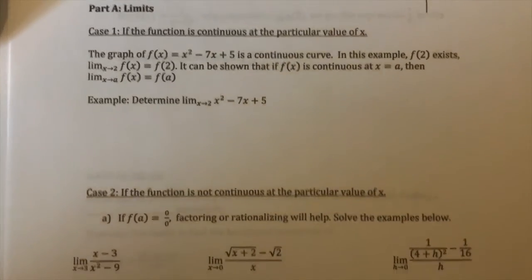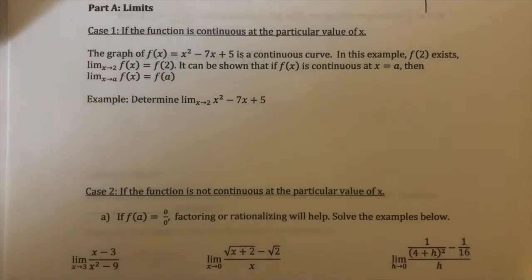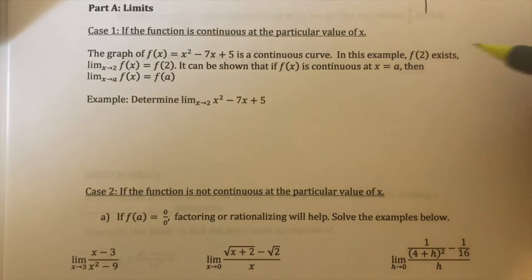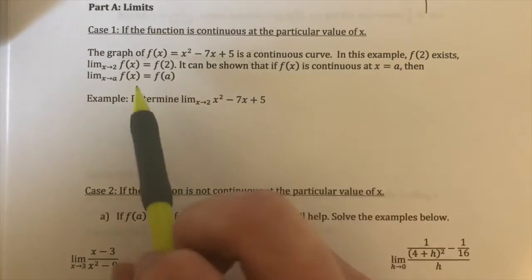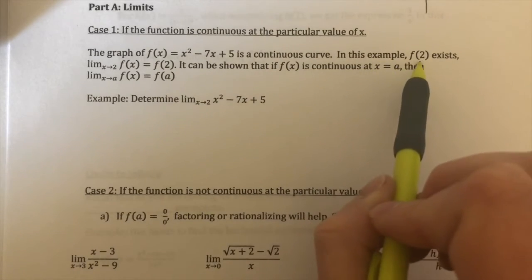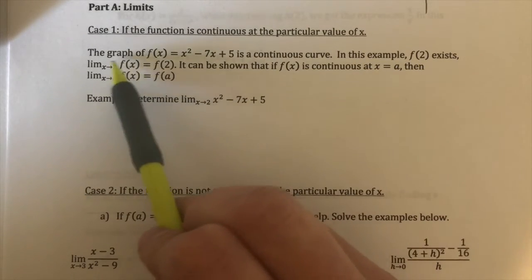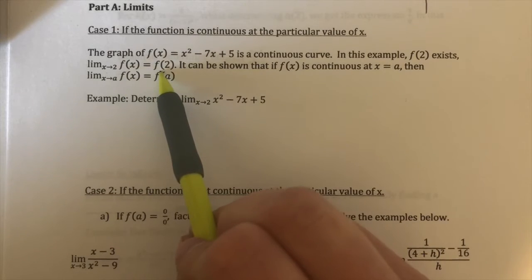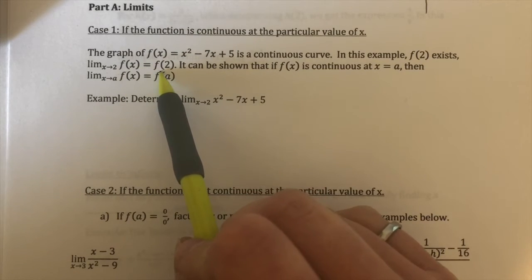So if the function is continuous at the particular value of x, basically the limit of the function is just going to equal the function at that point. So if it's continuous, in this example, f at 2 exists, therefore the limit as x approaches 2 of that function is just equal to the value of the function, okay?